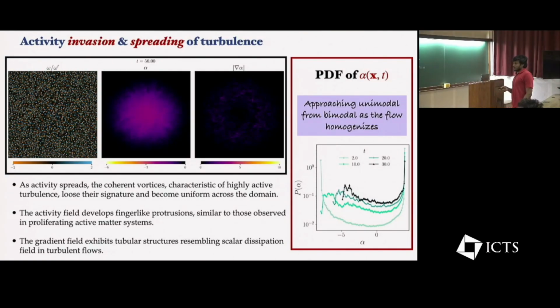Now, if you want to know how the homogenization happens from non-uniform to uniform activity, you can look at the probability distribution function of this scalar field. Initially it is bimodal, and as the flow evolves, one of the peaks shifts towards the right, and ultimately it will reach a unimodal state.